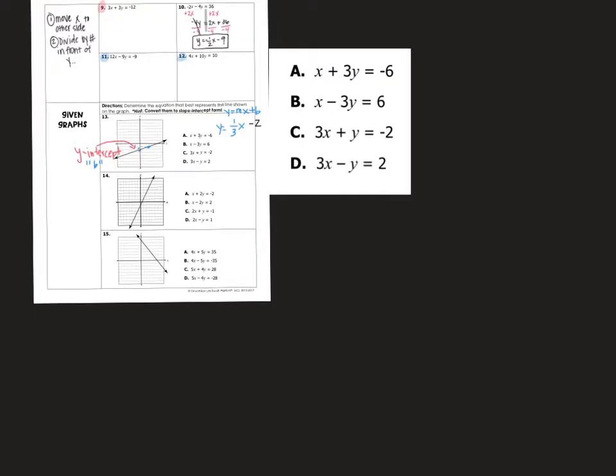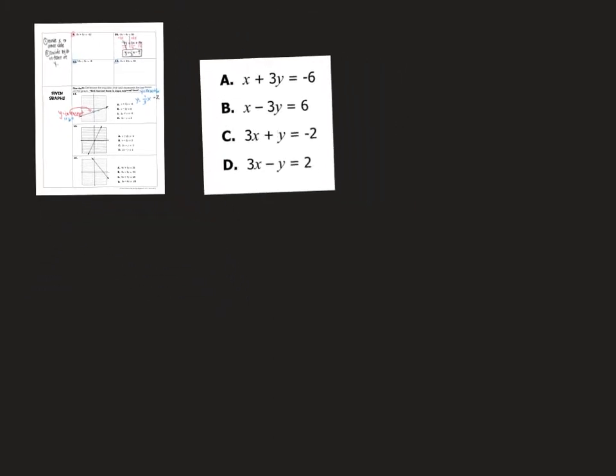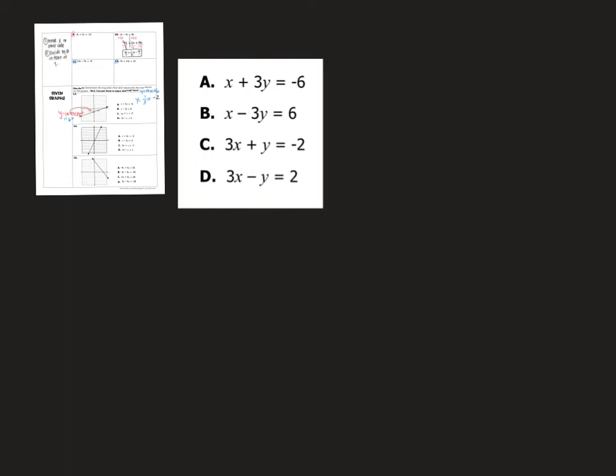All right, so I've snipped the choices A, B, C, and D, and in order to figure out which one of these equations represents our graph, which we figured out was y equals 1/3 x minus 2, we're going to have to look at all these equations here, and we are going to need to get them into slope-intercept form, which means we are going to need to get them y by itself. So let's start with A.